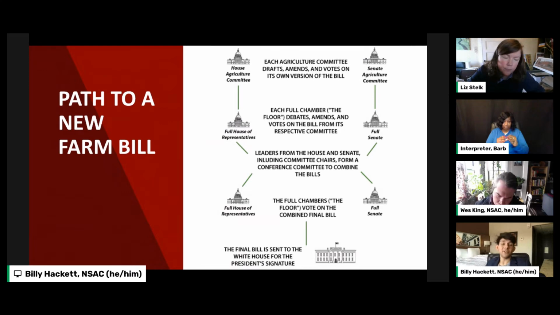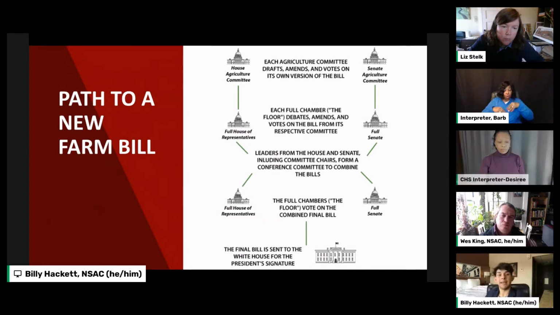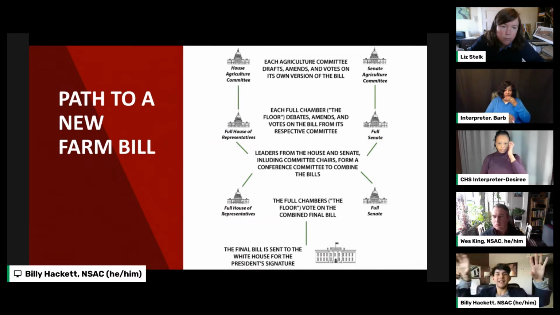So when it actually comes time to pass the Farm Bill, and this again is the beginning phase where we are, each agriculture committee, and there's an agriculture committee in both the Senate and the House of Representatives, is going to draft, amend, and ultimately vote on their own respective versions of the bill. Each full chamber, after it passes each committee, will debate, amend, and vote on that bill from its respective committee. So Senate and House Agriculture committees develop their own bills, and the Senate and the House each vote on their respective bills.